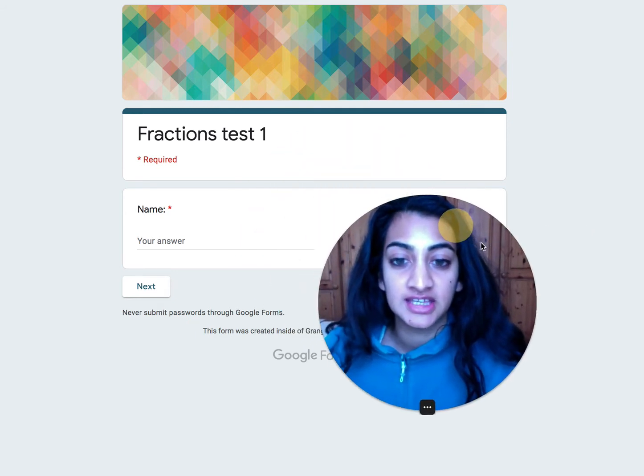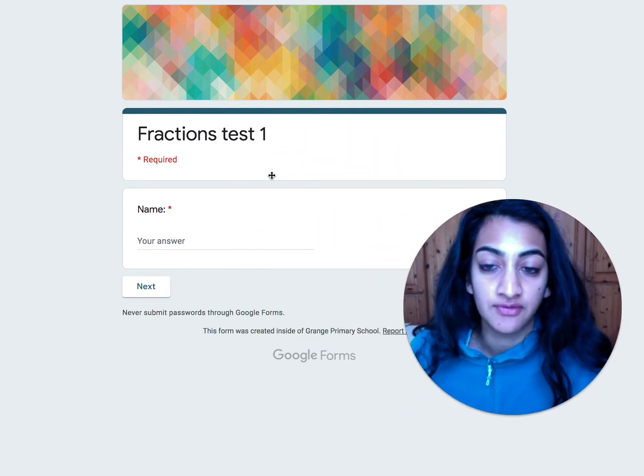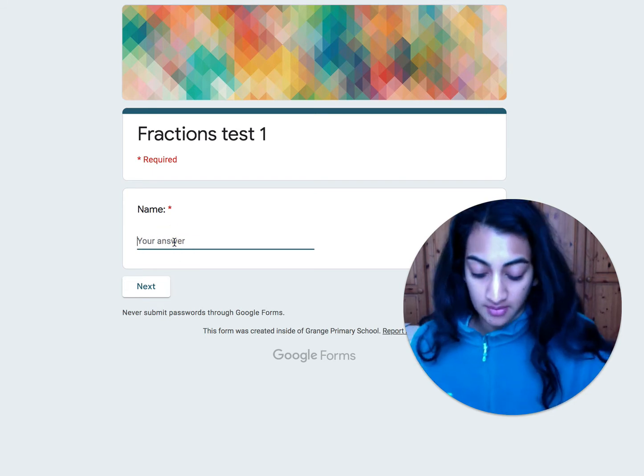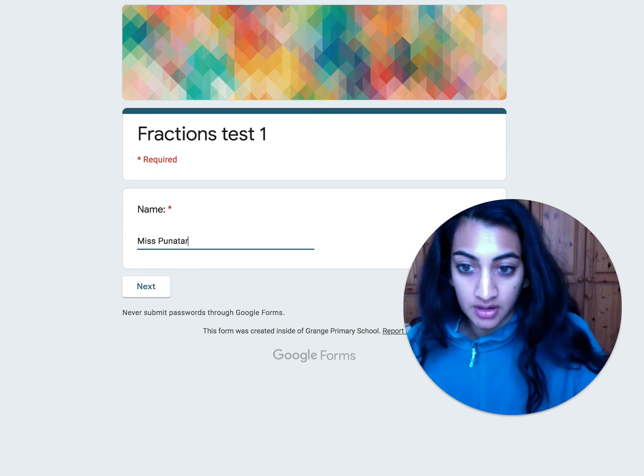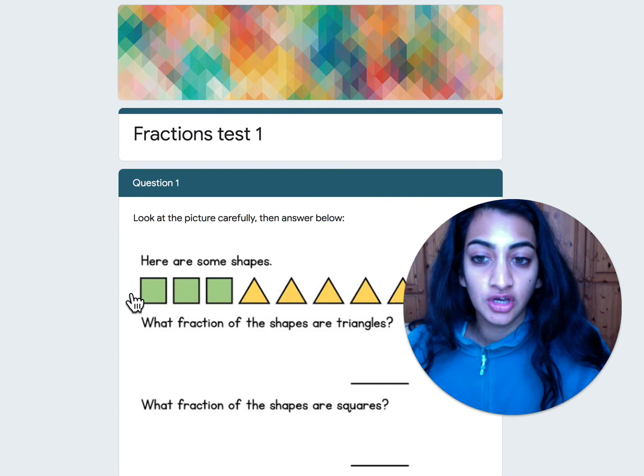When you open up the test, the first screen you'll see is this. It will say fractions test 1 and it will ask you for your name. So I'm going to add my name, Miss Bernarda. And then you can go through to the first question.